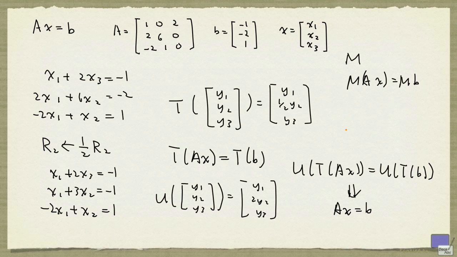Now, the matrices that correspond to the elementary row operations are called elementary matrices. These matrices are the building blocks for invertible matrices, which we will look at in the future. And so for this linear transformation, the elementary matrix will look like this.